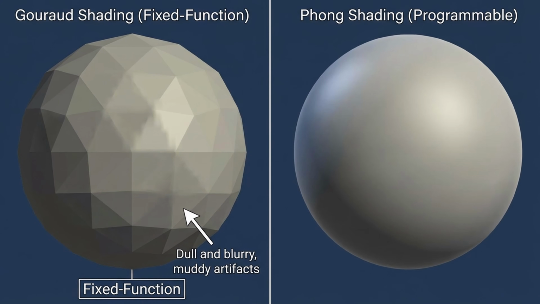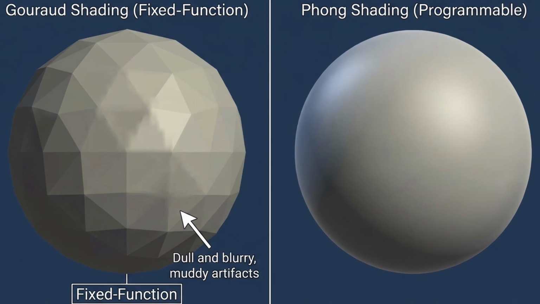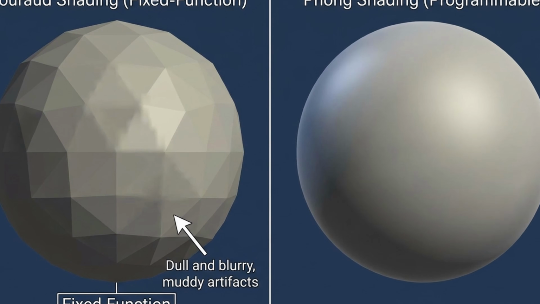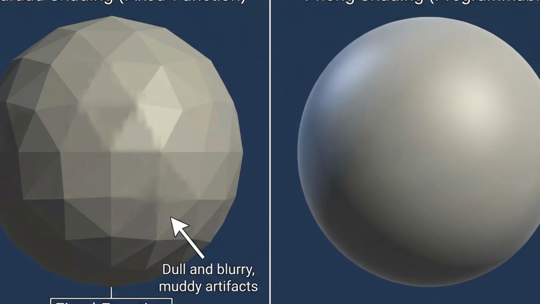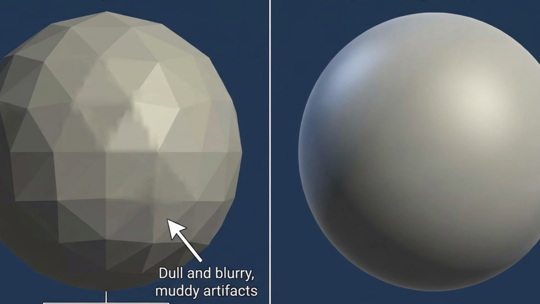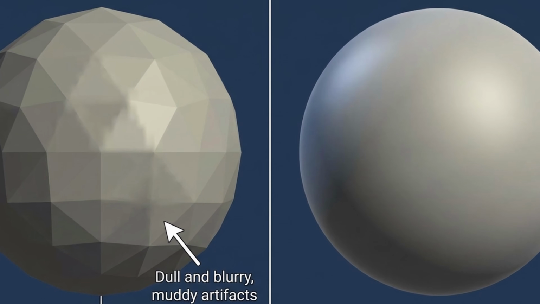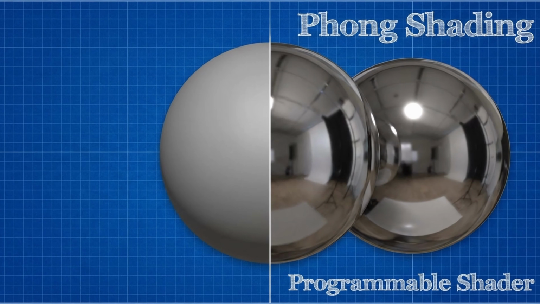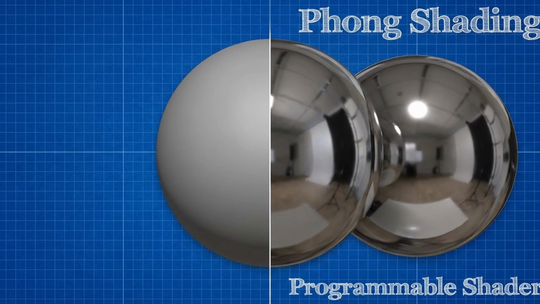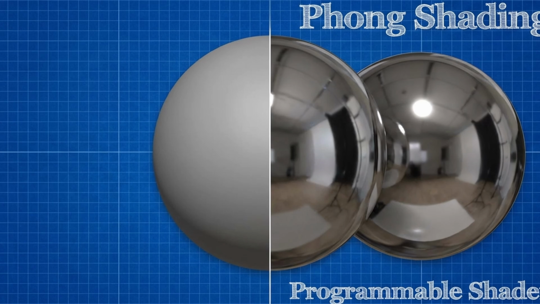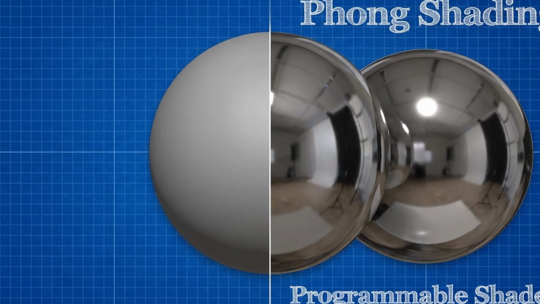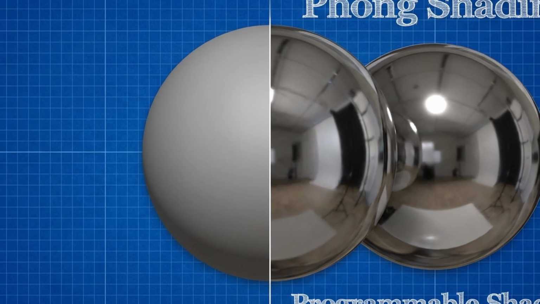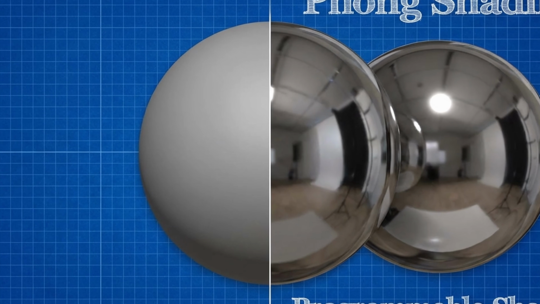In the fixed-function era, hardware utilized Gouraud shading, a technique that calculated lighting only at the sparse vertices of a polygon and simply blended the colors across the flat surface, often resulting in muddy, inaccurate highlights. Programmable pixel shaders enabled real-time Phong shading, a much more demanding technique that calculates the exact angle of light for every single pixel individually, resulting in incredibly accurate specular highlights and incredibly realistic surface materials.